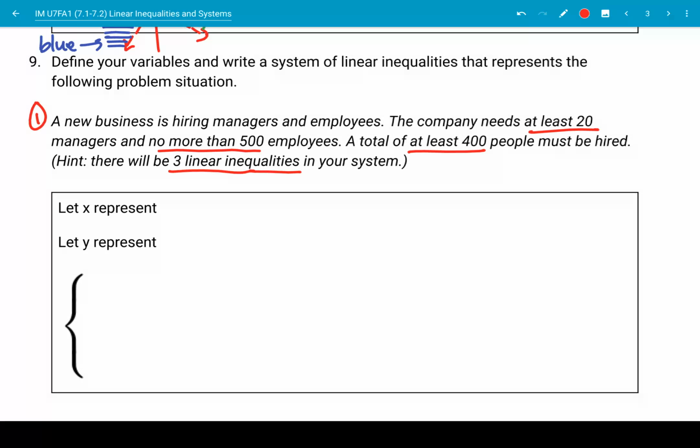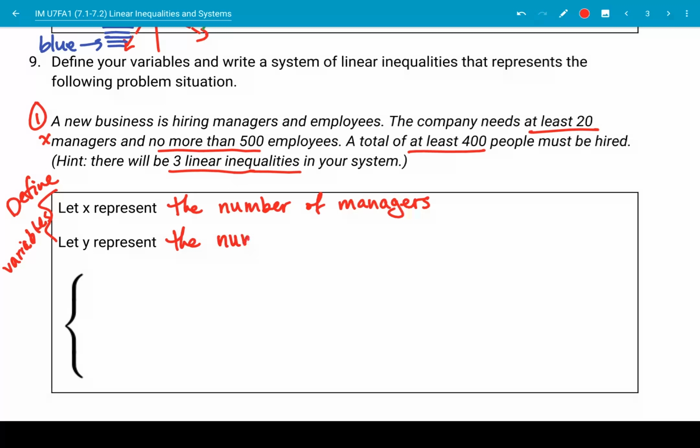After we've read and annotated the problem, we need to define our variables. So we're going to say let x represent the number of managers. Then I want y to represent the number of employees.